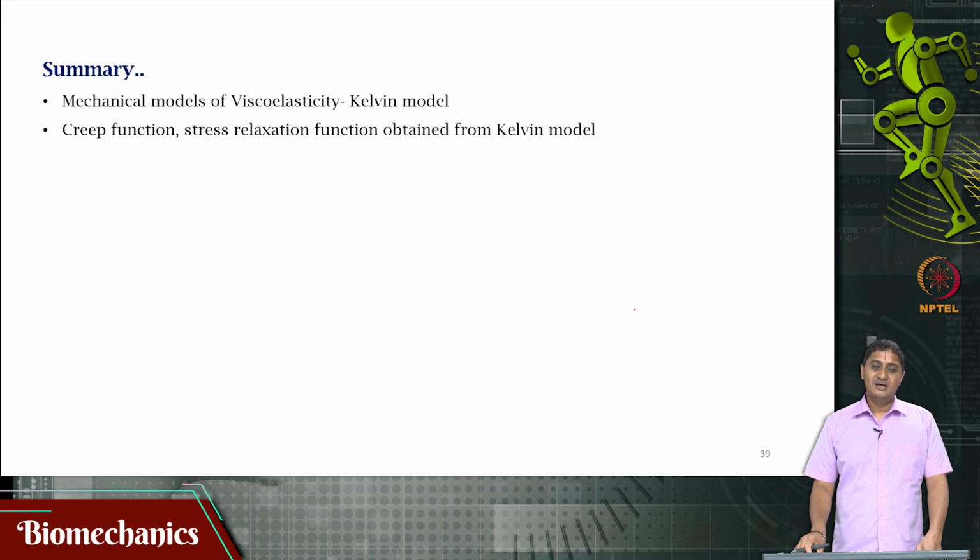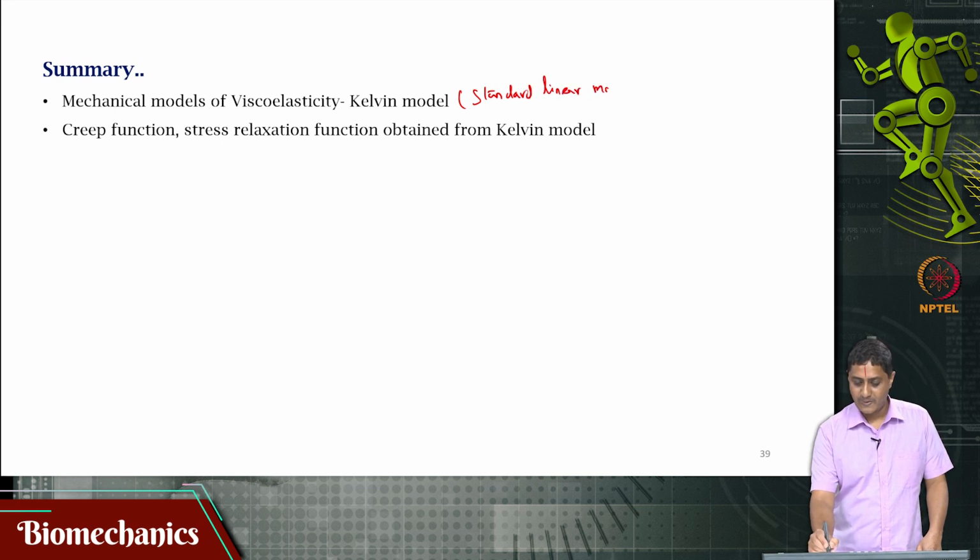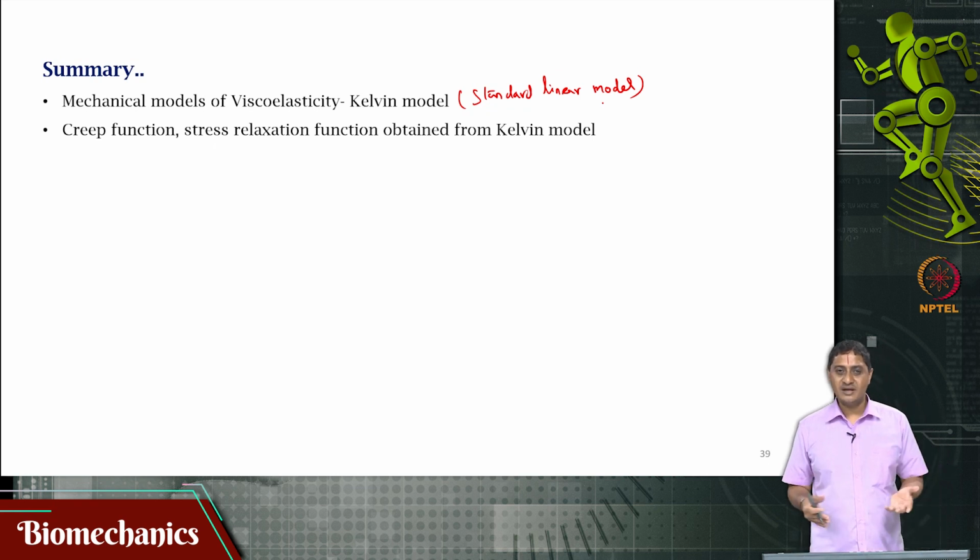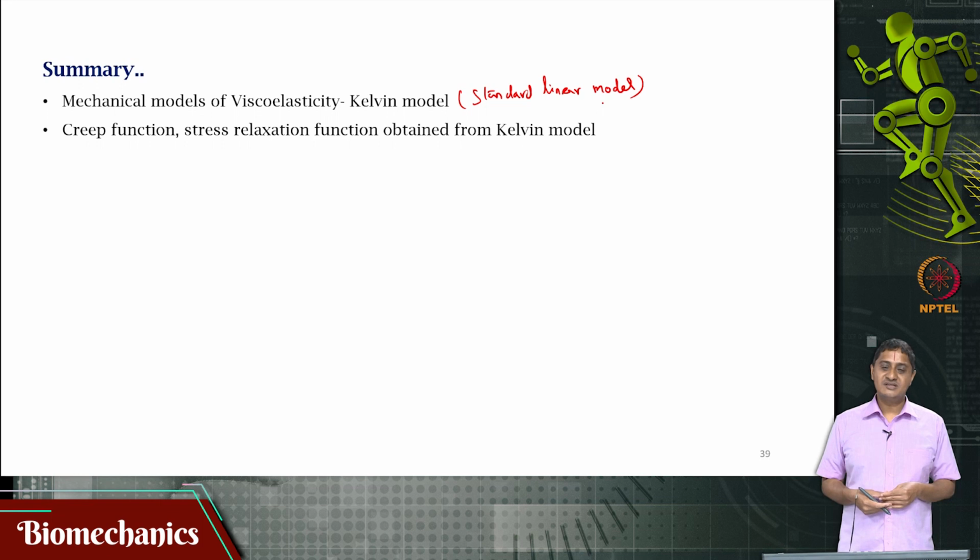So, in this video we defined another model of viscoelasticity called the Kelvin model or the standard linear model, and we derived the creep and the stress relaxation function for the same, and we compared it with the creep and stress relaxation functions that we found for the Maxwell model and Voigt model, and we realized why the Kelvin model essentially incorporates the advantages from both the Maxwell model and the Voigt model.